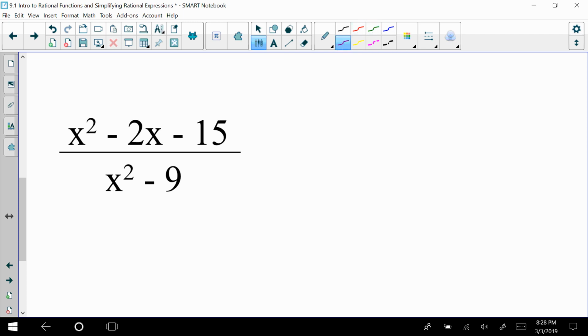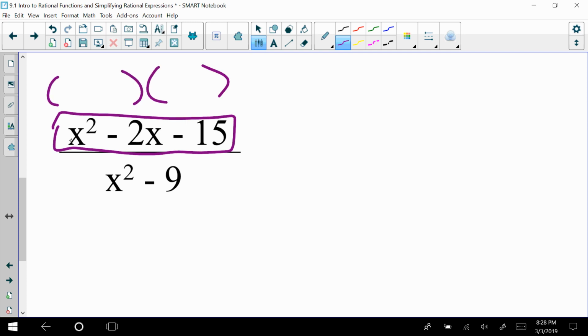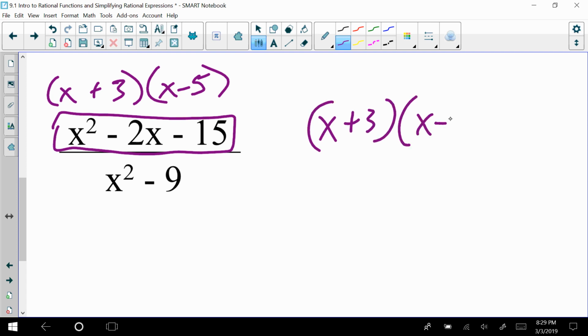Well, we've seen this stuff. Up here we've got a quadratic trinomial. Can I make that into two binomials? Do I know factors of x squared? That's x and x. Do I know factors of 15 that subtract to give me 2? Yeah, that's 5 and 3. Which one has to be negative? The 5 has to be negative, the 3 positive. Now, basically what I've just done is this is the new top.